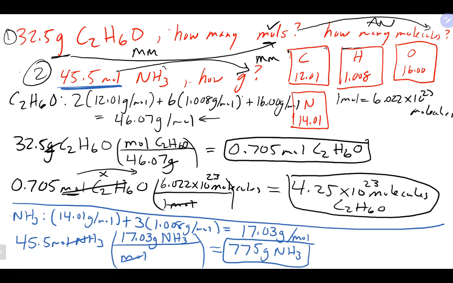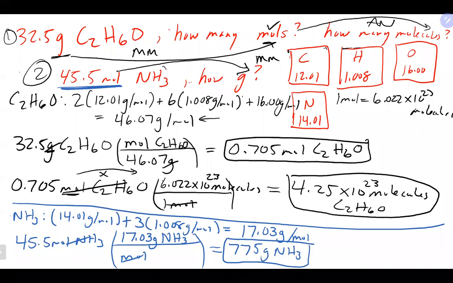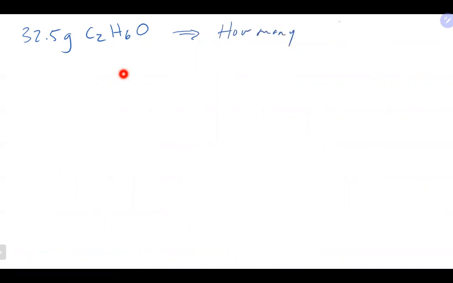Other questions? Okay. So let's take a look at another aspect of what you can do with this, or something you may sometimes be asked. Let's take the same number we just used, 32.5 grams of C2H6O. In this case, let's say we wanted to know how many hydrogen atoms are there.